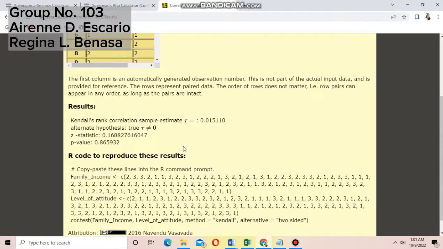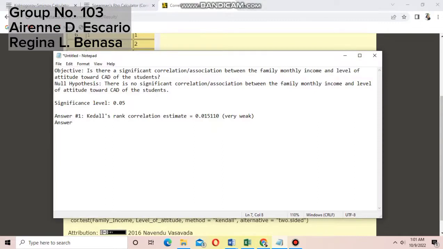To answer whether to reject or accept the null hypothesis, we'll verify in terms of probability value. The computed probability value is 0.865932. As we all know, if the computed probability value is greater than 0.05, our null hypothesis is accepted. If the probability value is less than 0.05, the null hypothesis will be rejected. Since the computed probability value of our dataset is greater than 0.05, we will accept the null hypothesis. Thus, there is no significant correlation or association between the family monthly income and the level of attitude toward CAD of the students.